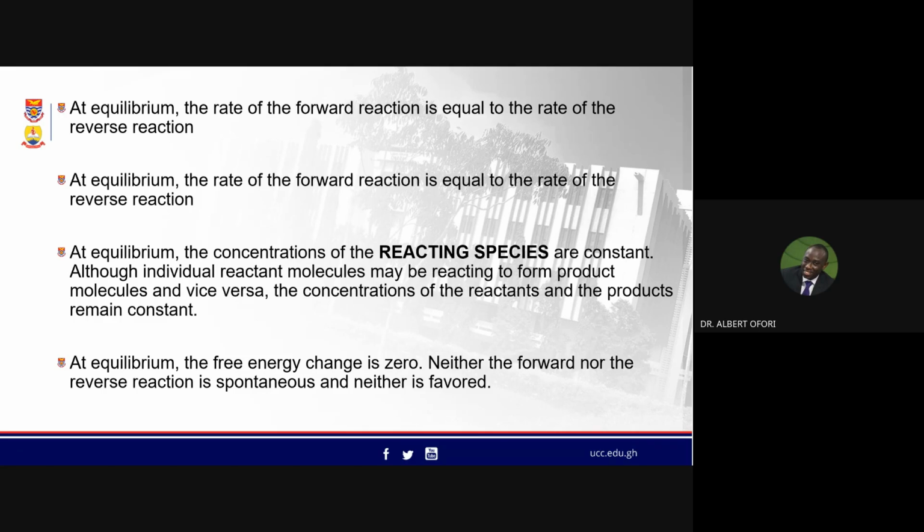So if you want to understand what actually is going on during an equilibrium reaction, that is what we can observe from that. At least 3 or 4 things that we can observe in equilibrium.